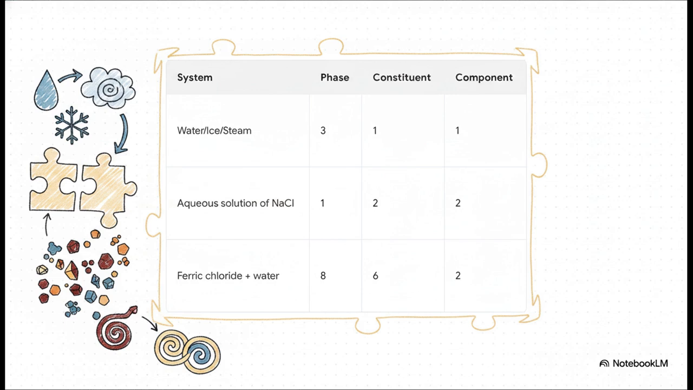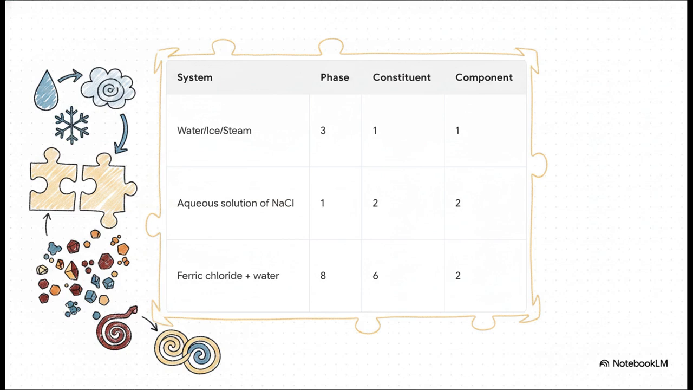But check out a complex system like ferric chloride and water. That system might exist in 8 different phases and have 6 unique chemical constituents floating around. But mathematically, it only has 2 core components. Why? Because every single one of those 8 phases can be perfectly described just by combining the formulas for ferric chloride and water.